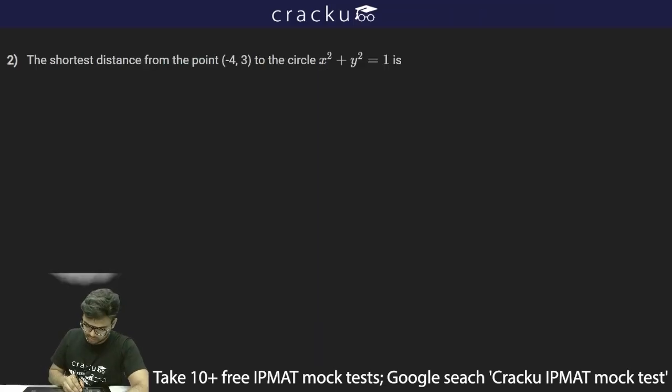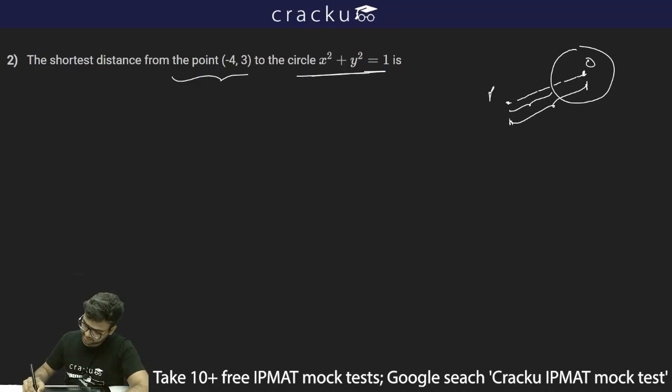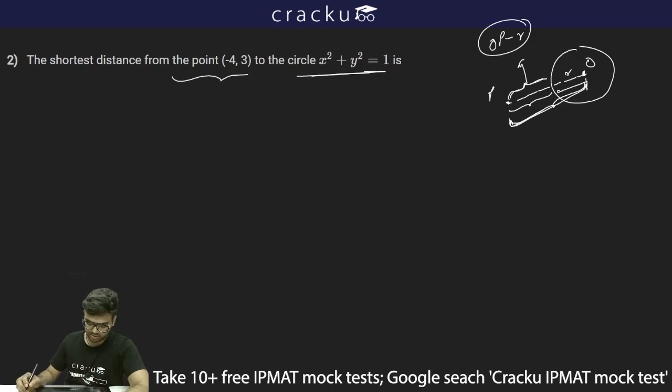The shortest distance from the point minus 4 comma 3 to the circle x square plus y square is equal to 1 is. So let's say this is some circle and I have to find the shortest distance from this particular point. The shortest distance will be along the line joining the center and that point, and this distance will be the distance between the point P and the center minus the radius. So the shortest distance will be OP minus R. This distance will be OP, which is the entire distance between the point and the center, minus the radius. This will be the shortest distance.